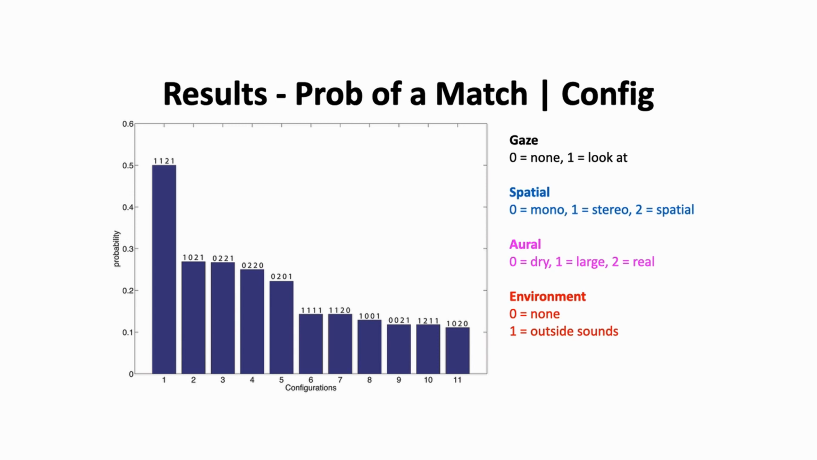So we can have a look at it this way. This is the probability that you would find a match, well, not for every configuration, but for the highest ones. So we see the highest probability when there was gaze, the characters were looking at you, when there was stereo sound, when there was real auralization, and when there were outside sounds.